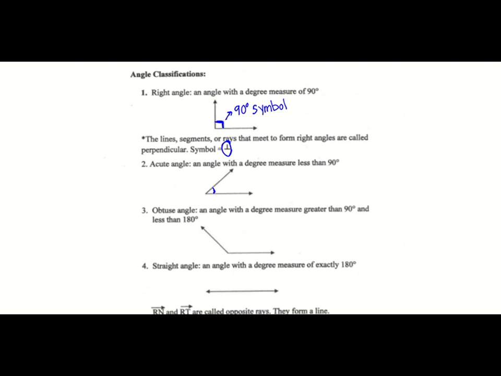An obtuse angle is the opposite. You can tell that the space here in between my 2 rays is a lot bigger, it's a lot more open than my 90-degree angle. So this means it's more than 90 and it's less than 180.